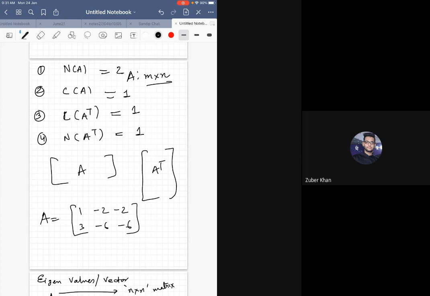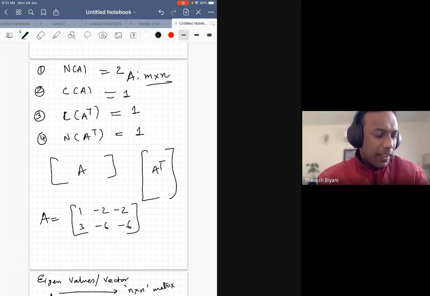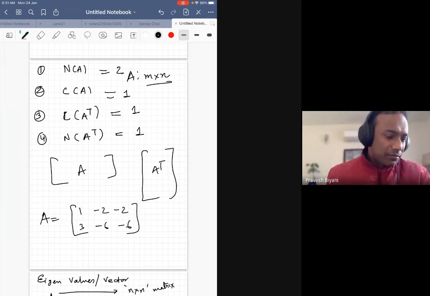Yes, sir. The dimension of the column space of A transpose is nothing but the dimension of the row space of A. So we know that the rank of the column space is the same as the rank of the row space. So that's why. Okay, fine. So at least there is some understanding of this. Ananya, are you convinced about these numbers? Yes, sir. Okay, fine.